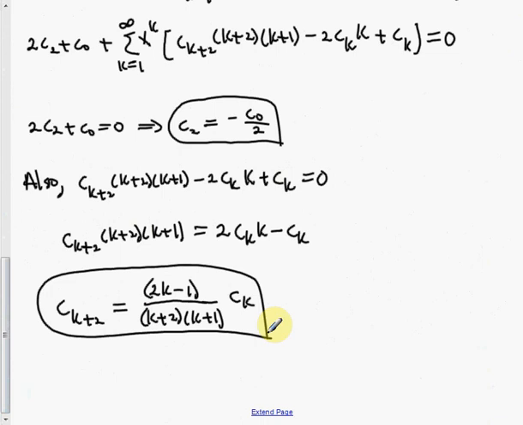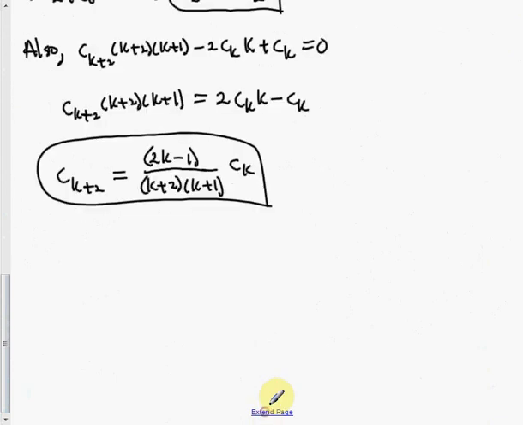So now, I'm going to let k equal to 0, solve for c sub k plus 2, let k equal to 1, k equal to 2, k equal to 3. Do that until I can see a pattern, right?